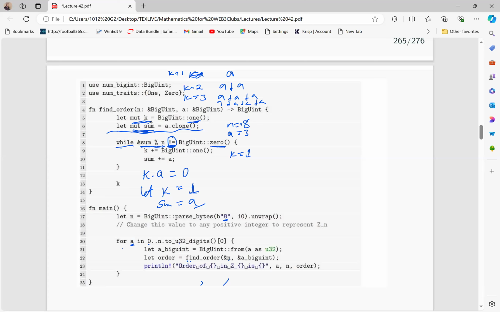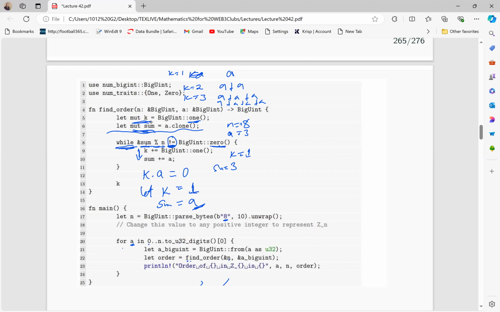And our sum, initially, is 3, because we said initially the sum would be A. So what this is saying is that while the sum divided by n does not give you a remainder of 0, you proceed and come here. So what is it in our case?